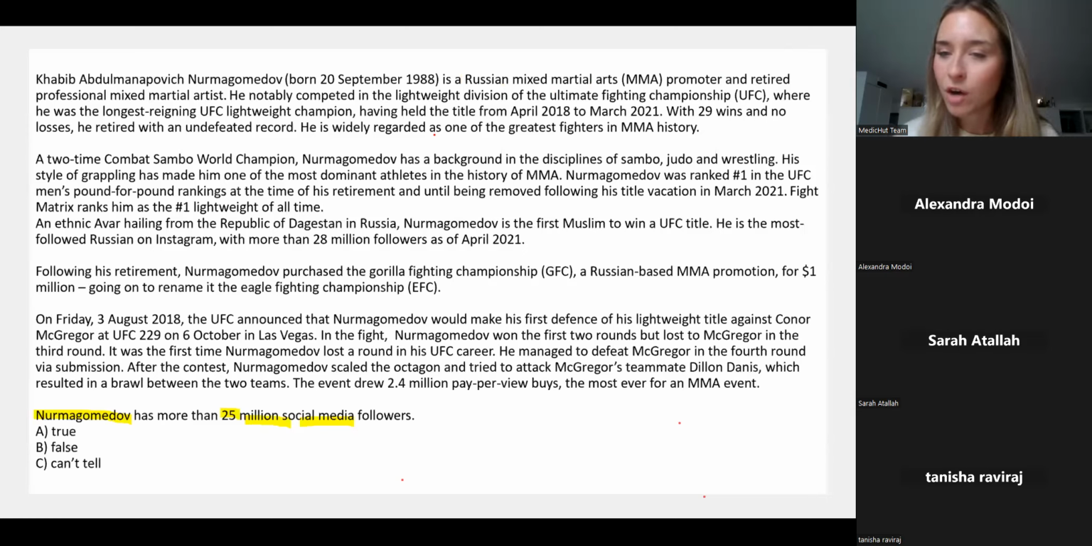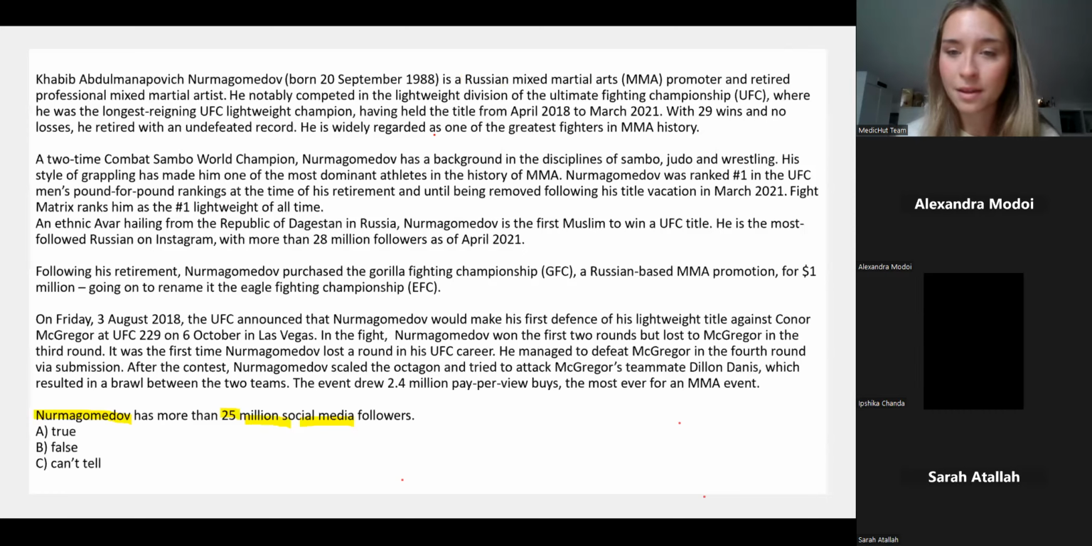Can anyone tell me what paragraph you can see it in? Second paragraph. Really, really good. So in the question, sorry, I'm just admitting people. It says that he has 28 million followers, which is definitely more than 25, and therefore you can select it as true. Really, really good.